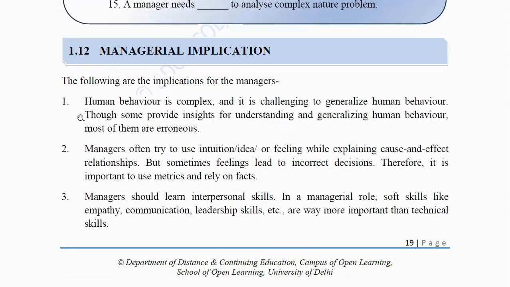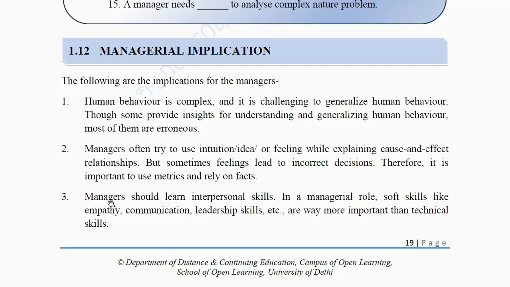Number 1, human behavior is complex and it is challenging to generalize human behavior. Though some theories provide insights for understanding and generalizing human behavior, most of them are erroneous. Number 2, managers often try to use intuition, ideas, or feelings while explaining cause and effect relationships. But sometimes feelings lead to incorrect decisions. Therefore, it is important to use metrics and rely on facts.